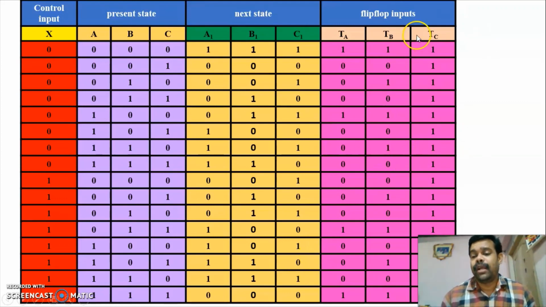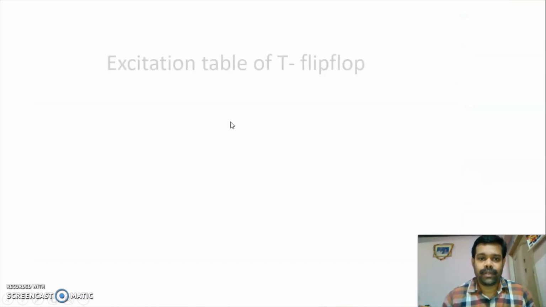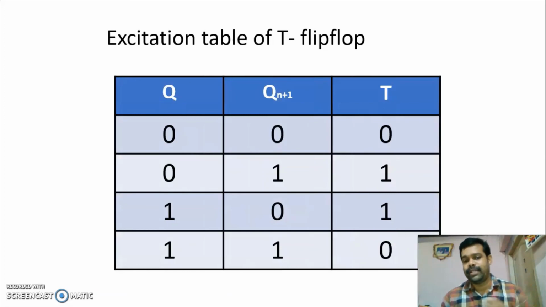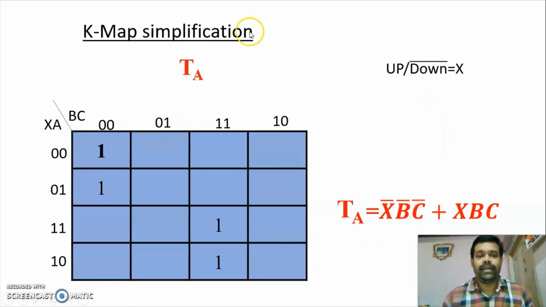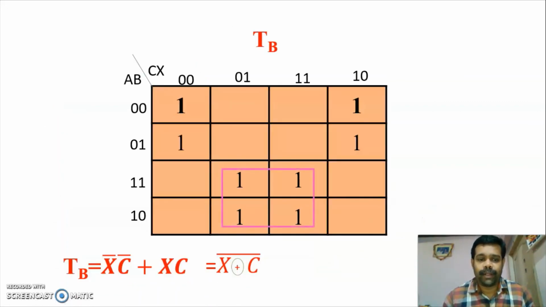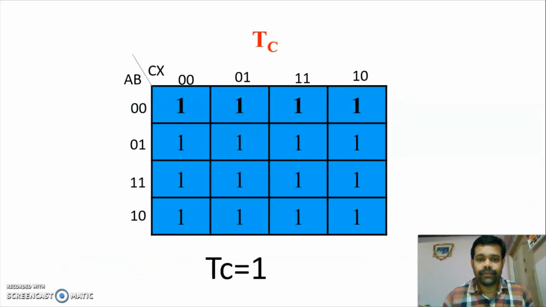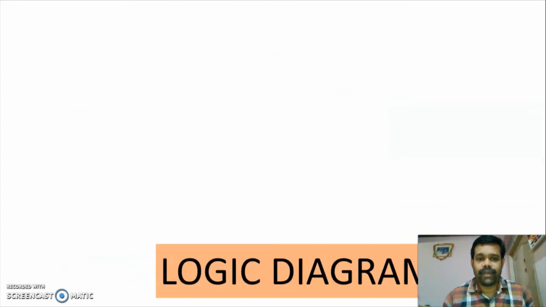Then we draw three K-maps for TA, TB and TC. Here the input variables are X, A, B and C. So individually we check the columns of TA, TB and TC and plot them. This is the excitation table. By using this only, we have filled the TA, TB and TC inputs of the flip-flops. Then we take TA and check its column, and wherever we have 1, we plot it, then we group and write the expression. Similarly for TB. Similarly, TC. Okay, after that, we go for implementation.